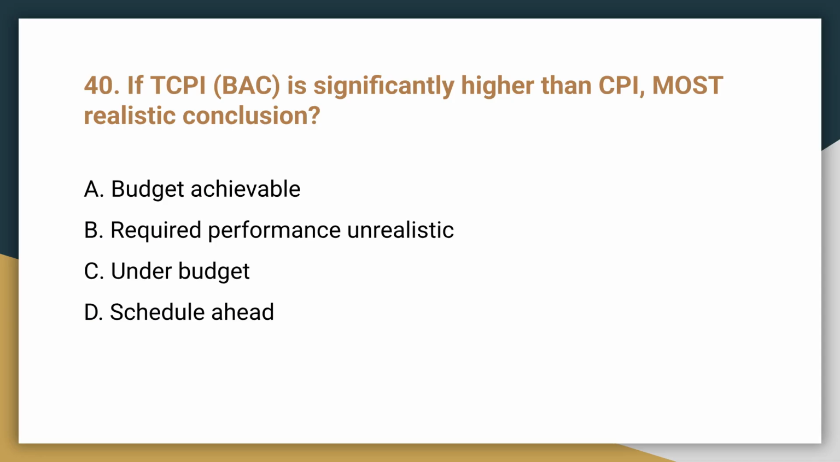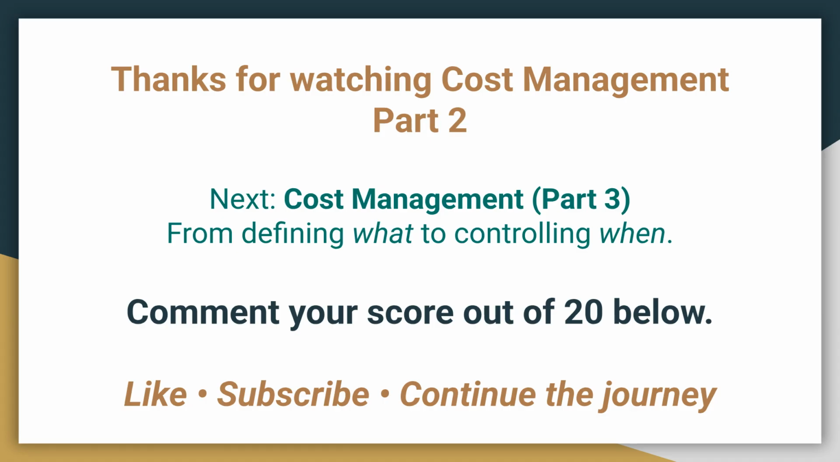Question 40. If TCPI based on BAC is significantly higher than CPI, what is the most realistic conclusion? The correct answer is B, required performance unrealistic. A much higher TCPI means the future efficiency needed to meet the original budget is likely unattainable based on current performance.